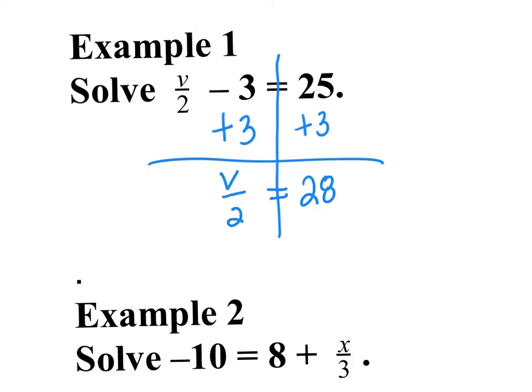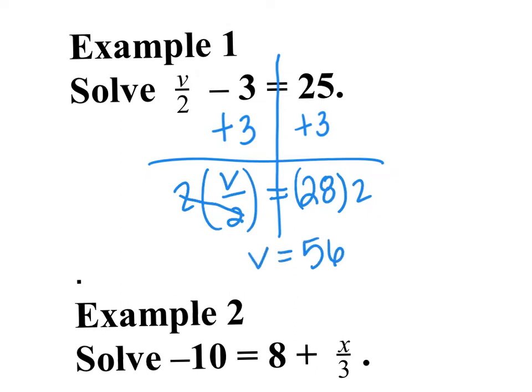When we talked about solving equations, we always said you have to do the opposite. So the opposite of divide by 2 is multiply by 2. So I'm going to multiply this by 2, and that cancels. And I'm going to multiply this by 2, and 28 times 2 is 56. So v is going to equal 56.